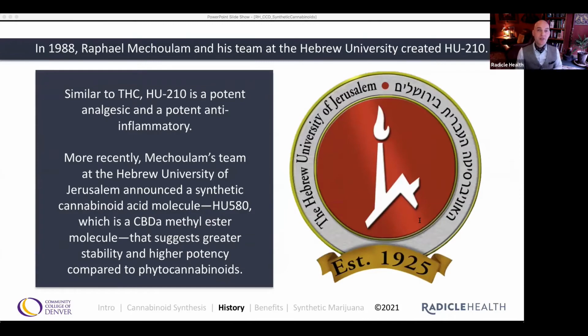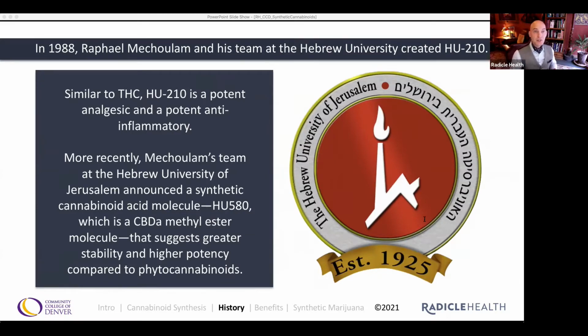In 1988, Raphael Mechoulam and his team at Hebrew University in Jerusalem created HU-210. This is very similar to THC. HU-210 is a potent analgesic and a potent anti-inflammatory. Also, Mechoulam's research suggested that HU-210 could reduce the buildup of beta amyloid proteins in the brain. These proteins are kind of like a plaque that builds up and causes inflammation, and they've been associated with the onset of Alzheimer's disease.